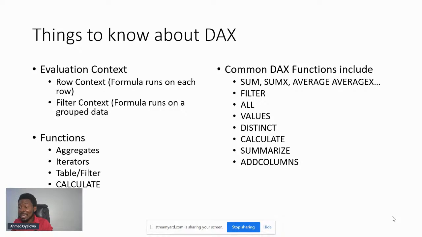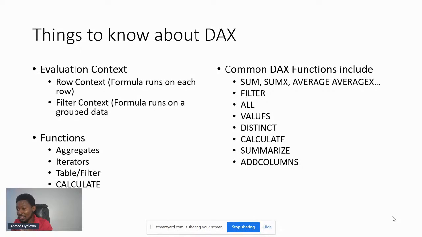Okay, so the first thing you must understand about DAX is how it works. And how DAX works is based on something that we call evaluation context. And what evaluation context simply means is, the particular calculation that you are running, in what environment is that calculation working from, right? And I will explain the two types of environments that your calculation can run from. There is the row context and there is filter context.